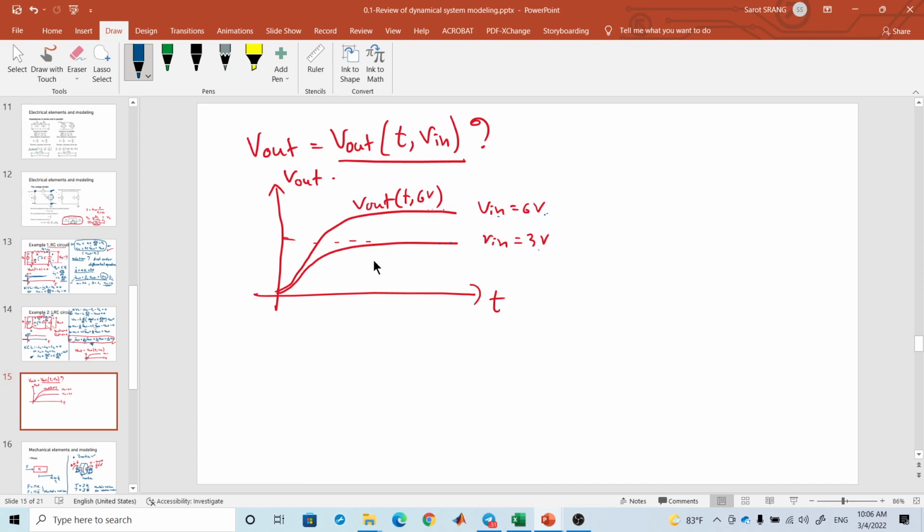So now modeling tells you that if you have an RC circuit, you have a first order differential equation. If you have an RLC circuit, you have a second order differential equation.